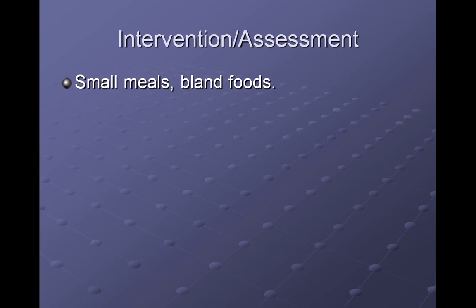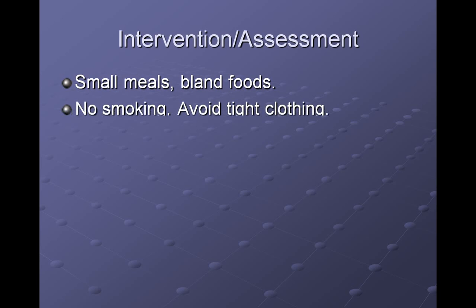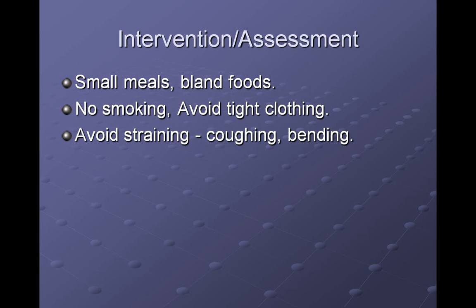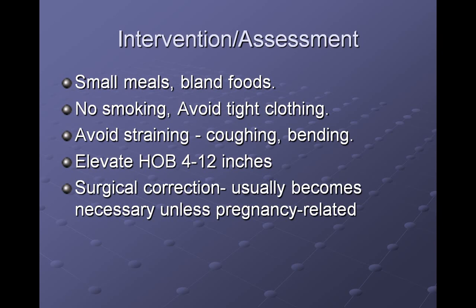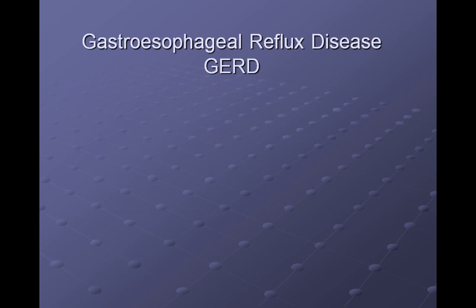Interventions and assessment. You want to offer small meals and bland foods. No smoking, and avoid tight clothing. Avoid straining, which can lead to coughing and bending. Elevate head of bed 4 to 12 inches. Surgical correction usually becomes necessary unless pregnancy related.